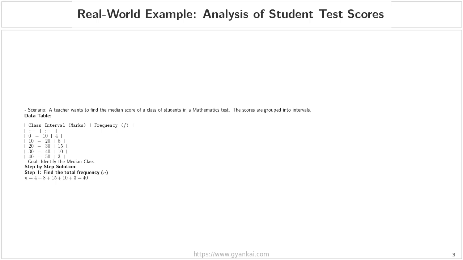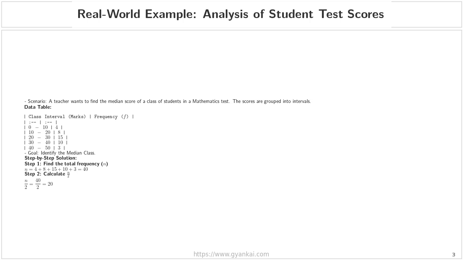Step 1, we need to find the total frequency, which we denote as N. To do this, we sum up all the frequencies in our table, 4 plus 8 plus 15 plus 10 plus 3. This gives us a total frequency, N, of 40.